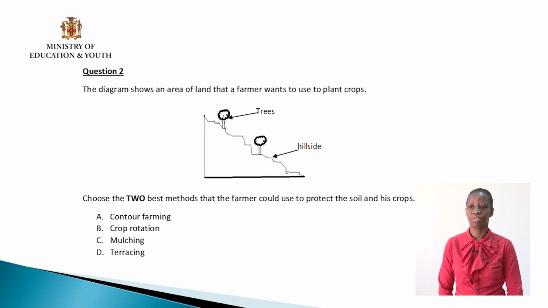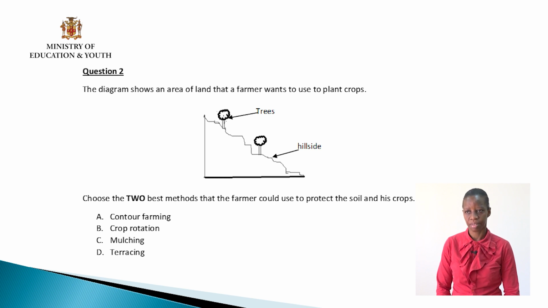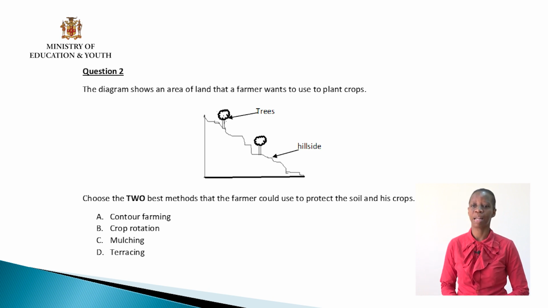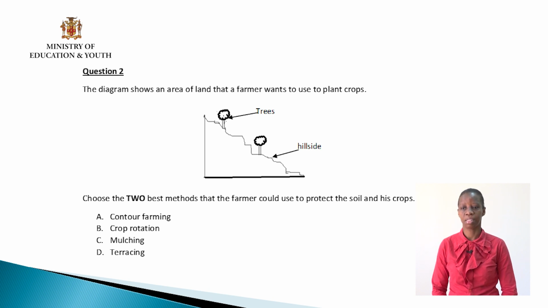Now, this question relates to the unit, the environment. Read this question. There's a diagram that shows an area of land that a farmer wants to use to plant his crops. And you're asked to choose two methods. So let's make sure that we're clear where we are to choose two methods. It's the two best methods that the farmer could use to protect the soil and his crops.